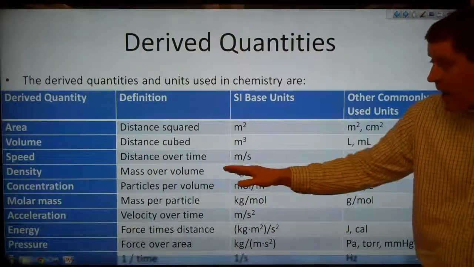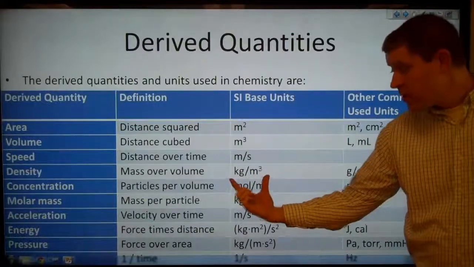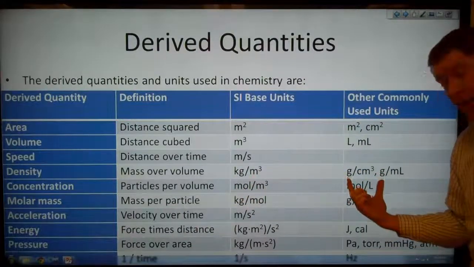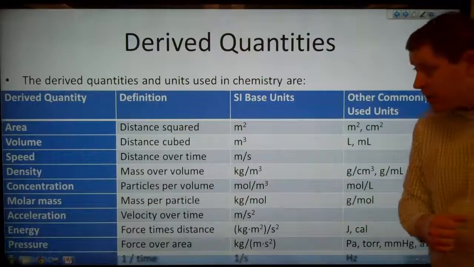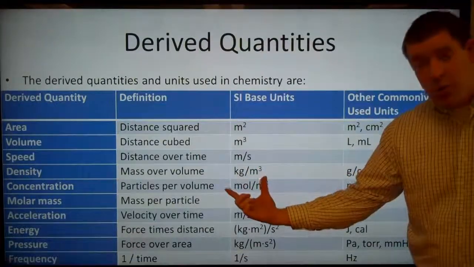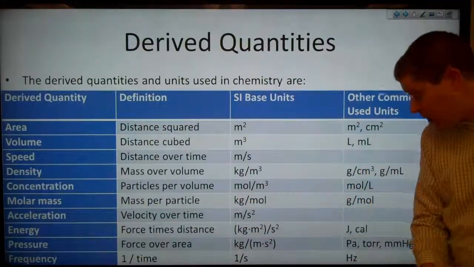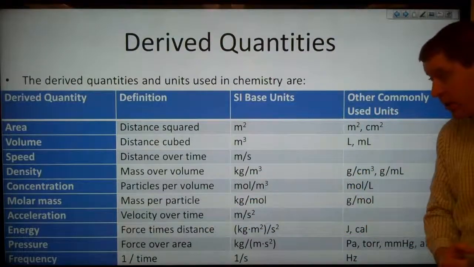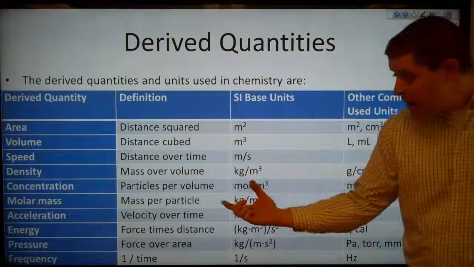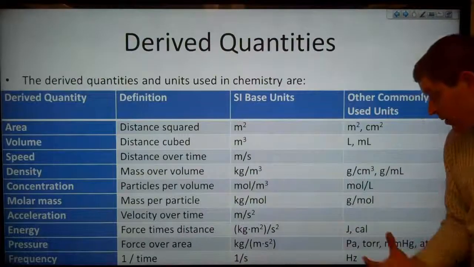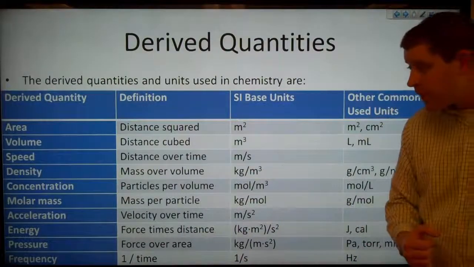Density is mass over volume, which is kilograms per meter cubed, or grams per centimeter cubed, or grams per milliliter. Concentration is particles per volume, which is generally moles per cubic meter, or moles per liter. Molar mass is mass per particle, so kilograms per mole, or grams per mole.